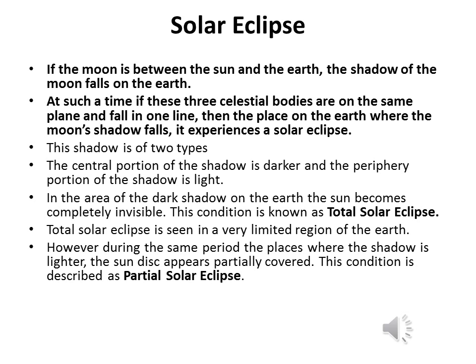The central portion of the shadow, which is darker, is called umbra, and the periphery portion of the shadow, which is light, is called penumbra. In the area of the dark shadow on the Earth, the Sun becomes completely invisible. This condition is known as total solar eclipse. Total solar eclipse is seen in a very limited region of the Earth. However, during the same time period, the places where the shadow is lighter, the Sun disk appears partially covered, and this condition is described as partial solar eclipse.